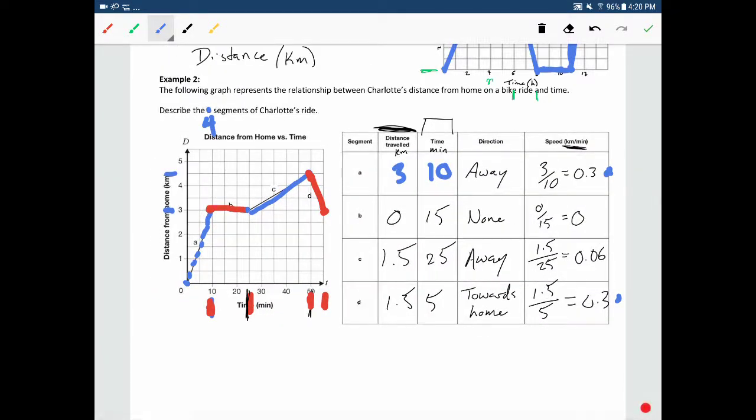And if you look at those two segments, this one right here and this one right here, even though this one's shorter because she didn't go as long at that speed, you can see the steepness is the same. This one's going down because she's running in the other direction. This one's going up because she's running away from home. But the actual steepness would be the same.